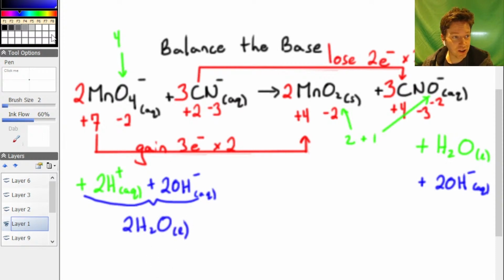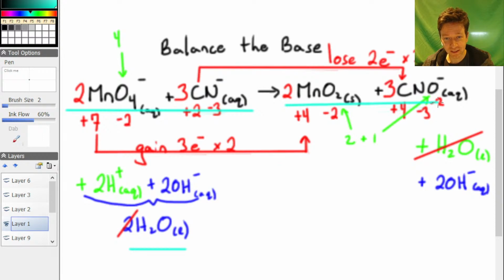And then we can simplify the water molecules. I have 2 over here, 1 over here, so I can cancel one of these with one of those. And now your reaction is balanced. It looks kind of messy, I understand that. But what we have is water plus these reactants, and that gives us these products plus our 2 hydroxide ions. So that is a balanced redox reaction. Are there any questions with that one? No? Okay.